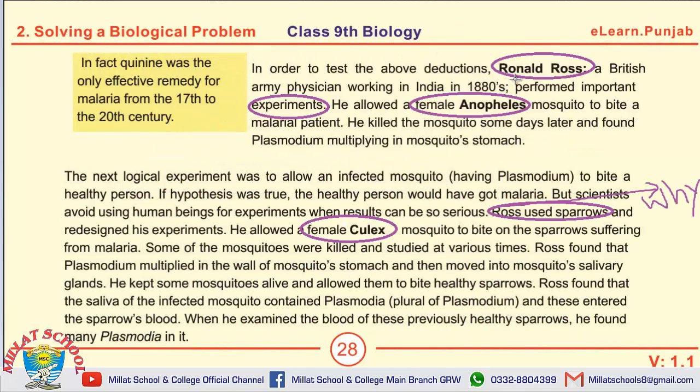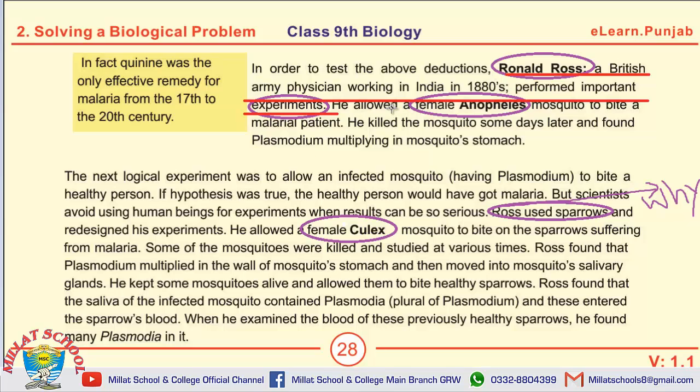Our next topic is Ronald Ross experiment. What was the work of Ronald Ross? Ronald Ross, a British army physician working in India in 1880s, performed some experiments, and these experiments were about malaria.